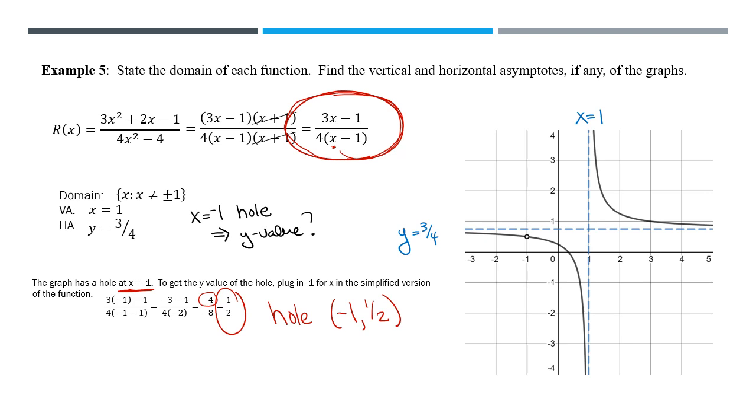In terms of your graph, it gives you information about the graph. So here's the hole, so you know the graph has to kind of pass over that hole. It jumps over it, but it still gives you information about the graph. So that's what it looks like to have a hole in the graph.